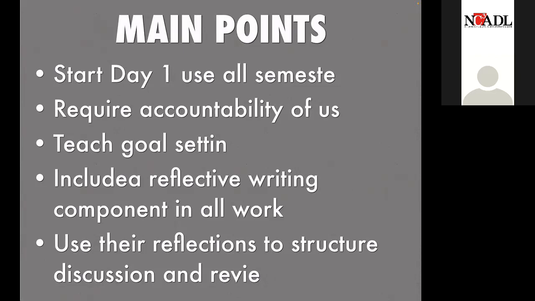Start with day one, and you want to do that all semester. So don't just tell them about how to regulate and direct their own learning on day one. You've got to reinforce it throughout the semester, and you've got to demonstrate it.